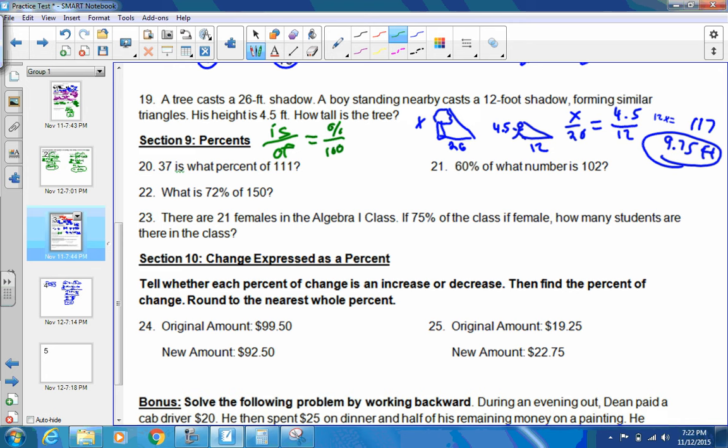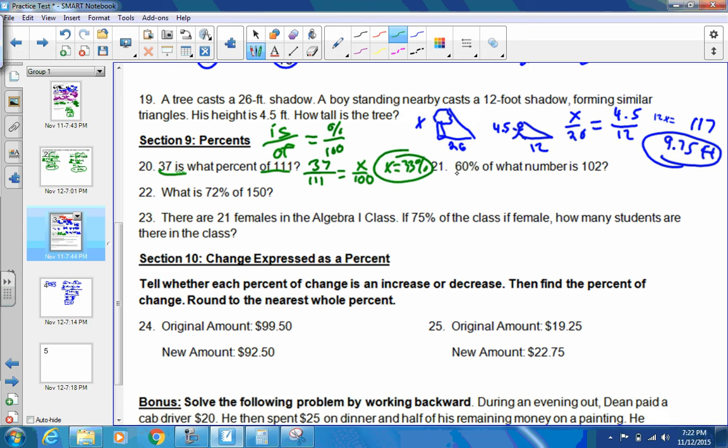So for number 20, we don't have the percent. It says what percent. So the is would be this 37, because that's by the is, over the of, which is 111, equals, we're missing the percent, over 100. And when you solve this, it will end up being 33%.